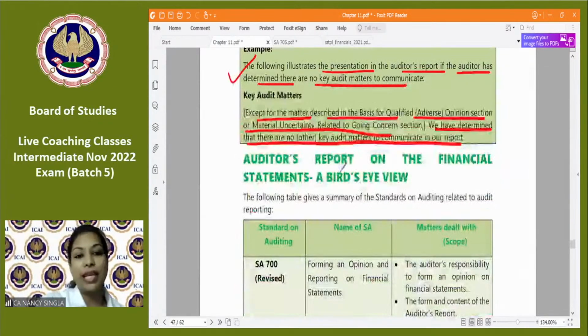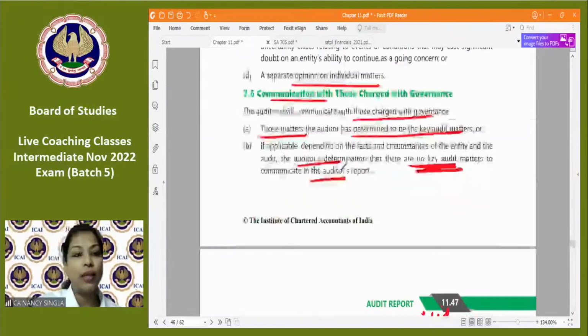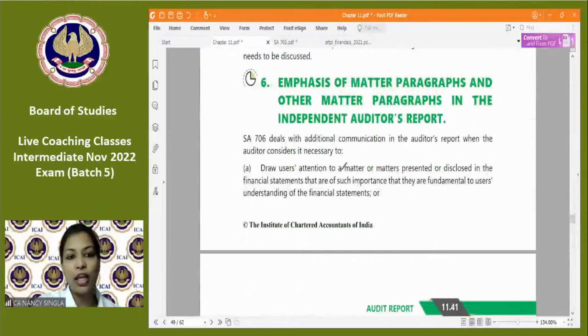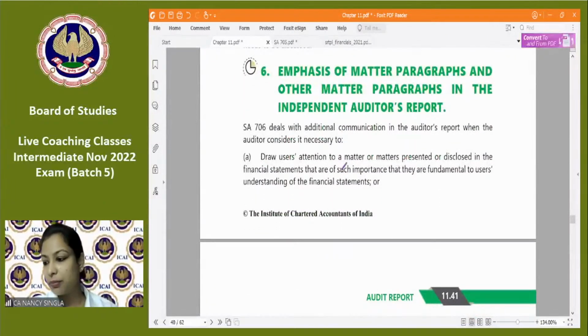ठीक है? So is it clear? Quickly tell me. SA 701 क्लियर है? क्विकली बताओ, बिकॉज इसके बाद 706 भी करना है, 710 भी करना है, और if the time permits एक रिवीजन भी करना है.